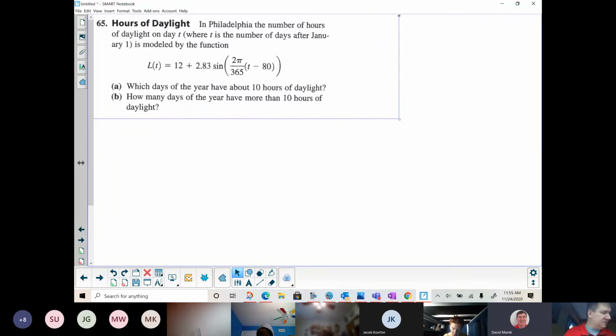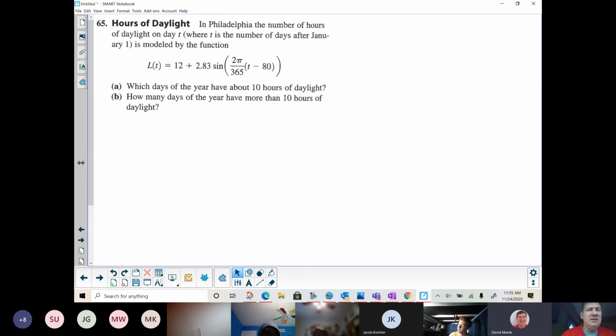So in Philadelphia, again, this is dependent upon latitude and longitude, I do believe. The number of hours of daylight is modeled by this function. Isn't that just so lovely complicated there? Don't get too intimidated. It's a sine function.